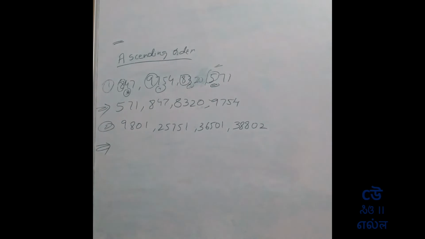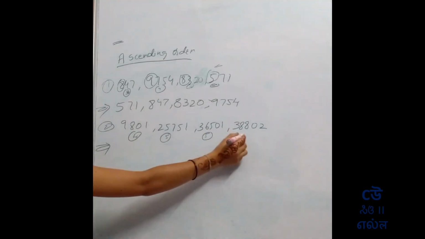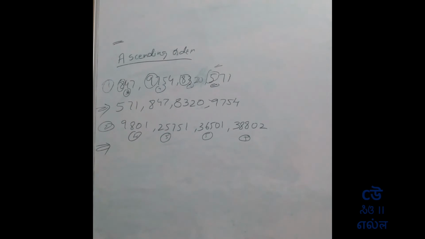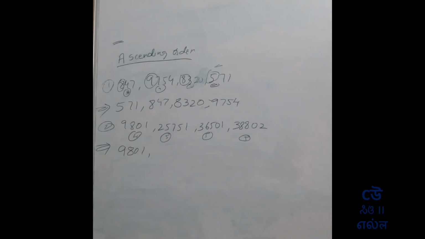So next problem let us solve. The next problem is we will write the number of digits in each number. Okay, so in this, which is the smallest number? 4555. In these 5 numbers, which has the smallest number of digits? 4. So which is the number which has 4 digits? That is 9801. So the remaining is these 3.